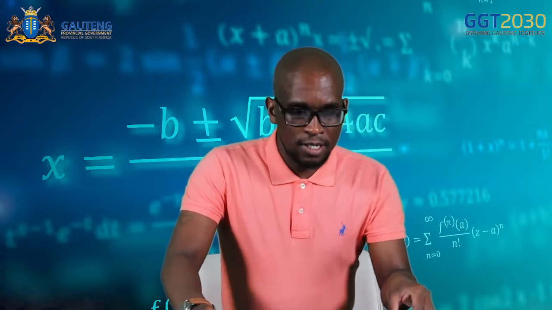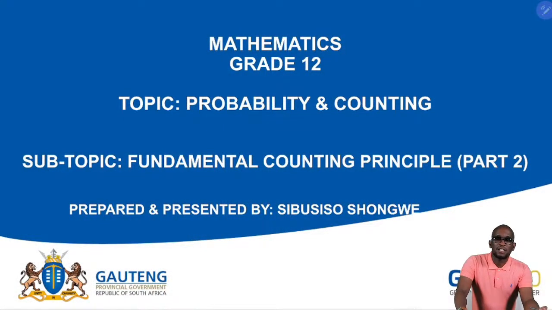This lesson stems from the previous lesson that we had on the counting principle, which I named part 1. This is part 2 of the fundamental counting principle. Those of you who did not get time to look at part 1, which was in August, you can always log on to www.pocketschool.co.za to check it. This is a continuation from that particular lesson.